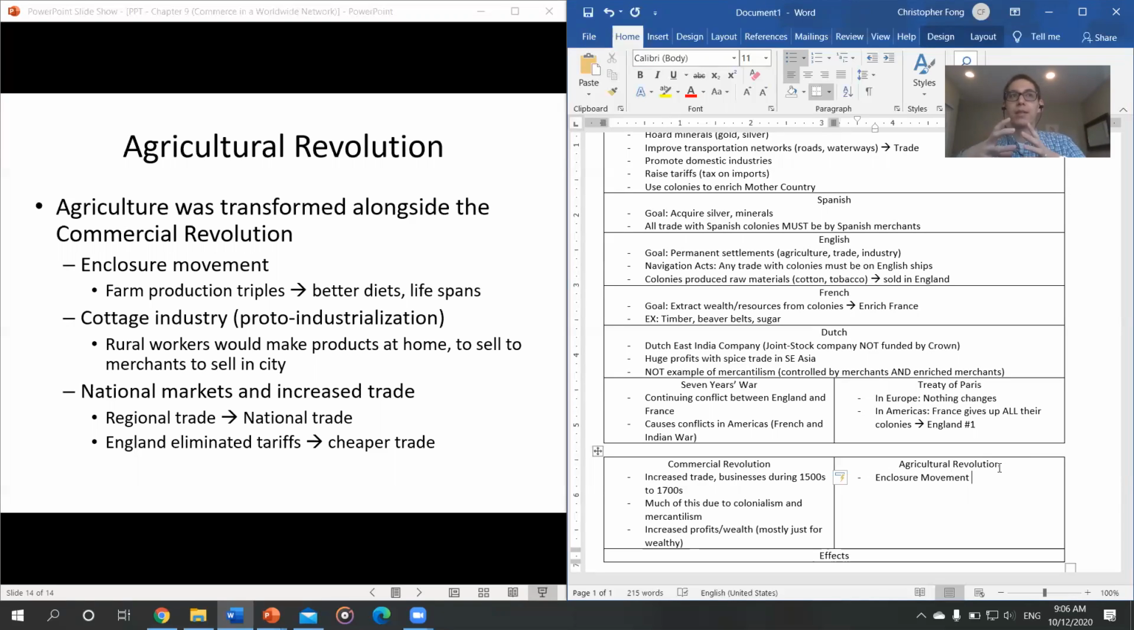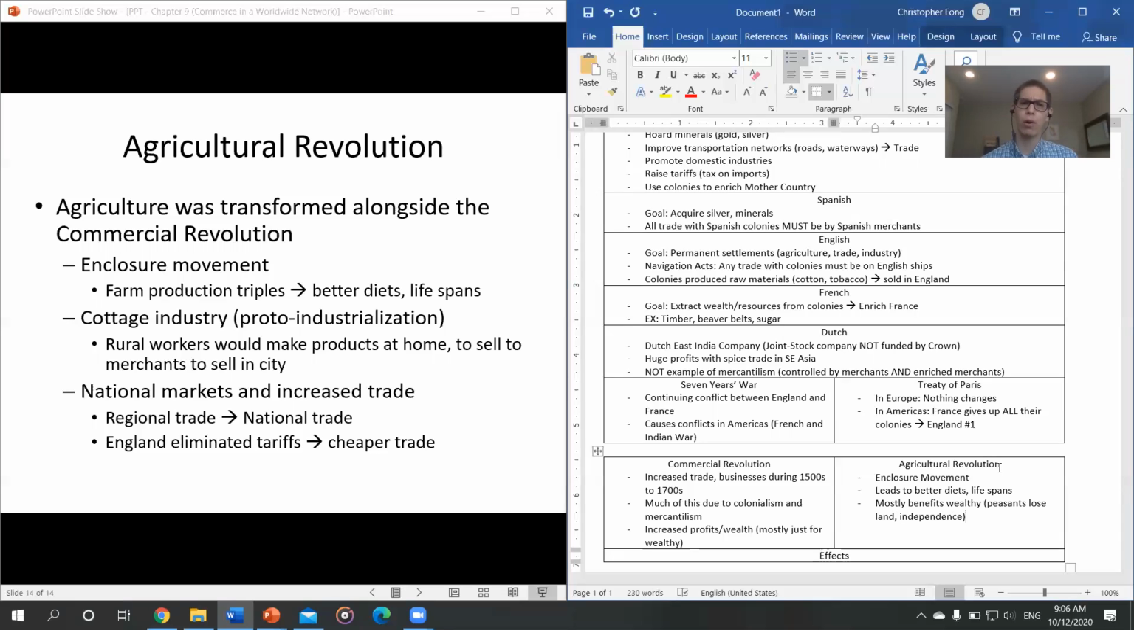And because you have these much bigger farms that are all owned and managed and operated by one person, it's way more efficient. So farm production actually triples while using fewer workers. And so we have better diets, longer lifespans, because there's more food. Now, again, in terms of who this benefits, who this harms, it mostly benefits the wealthy, because the peasants, they lose their land and they lose kind of their independence, and they oftentimes have to move to the city to find work, basically.